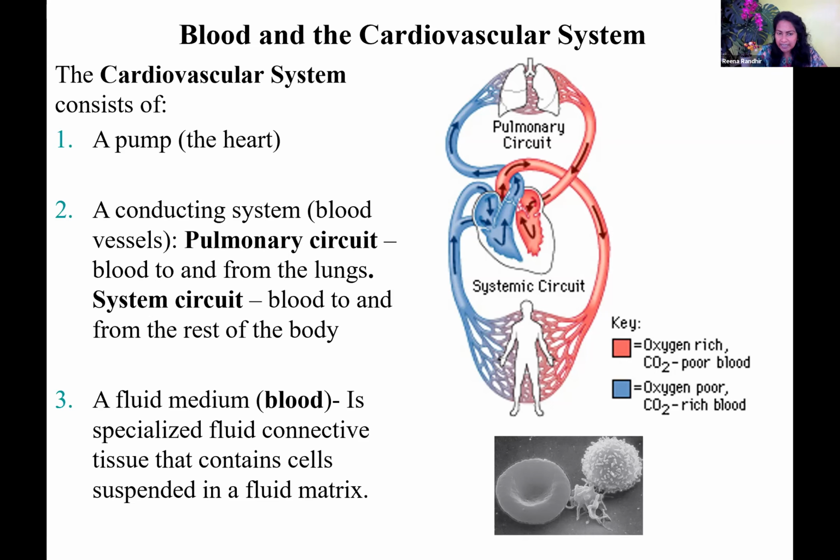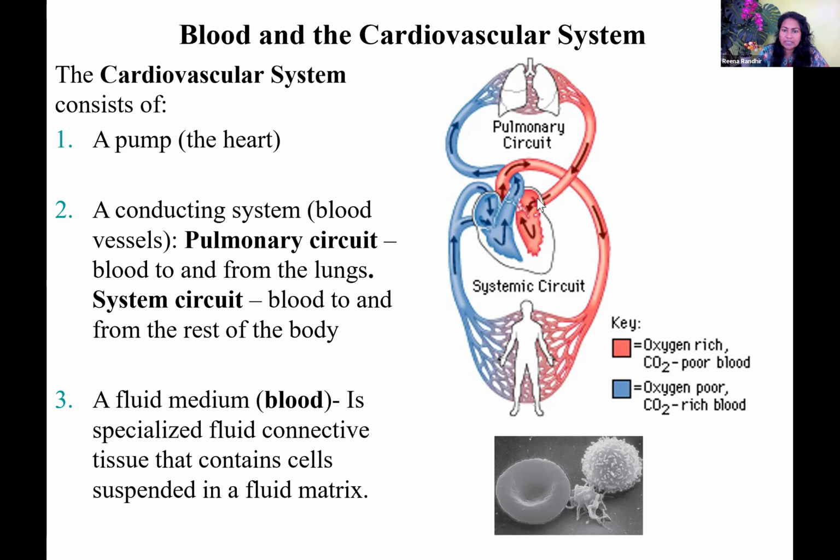So the conducting system refers to all the vessels that leave from the heart. The blood supply that's going to the lungs to pick up oxygen is called the pulmonary circuit. After it picks up oxygen in the lungs, it will come back to the heart here, and then the heart will pump the blood to the rest of the body. So that is called systemic circuit.